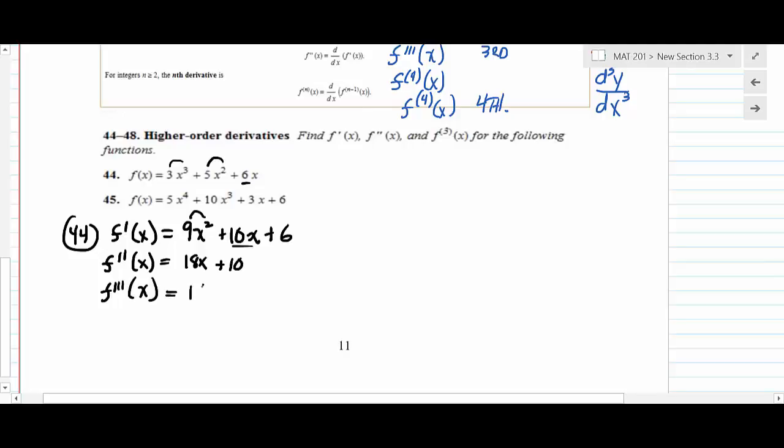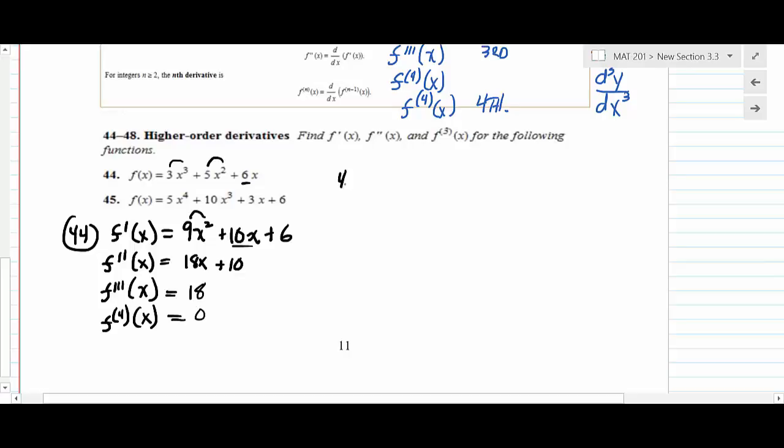What? 18. If I wanted you to find the fourth derivative, what would you get? 0. What would be the 1000th derivative? 0. So you can differentiate forever if you want to. And on a polynomial, it eventually is going to make it to 0, okay? And it'll be there forever, okay?